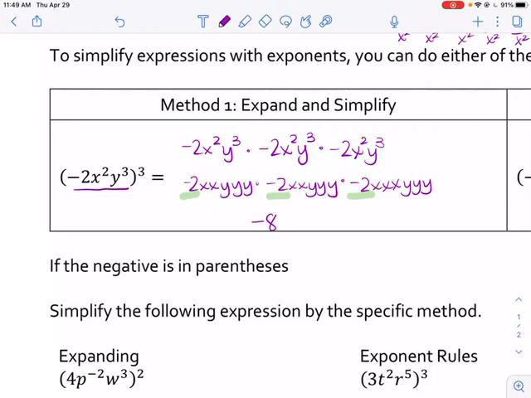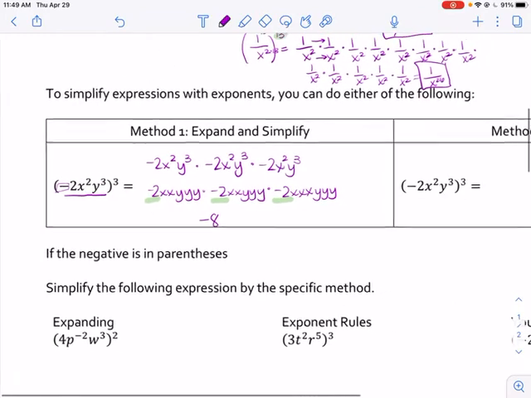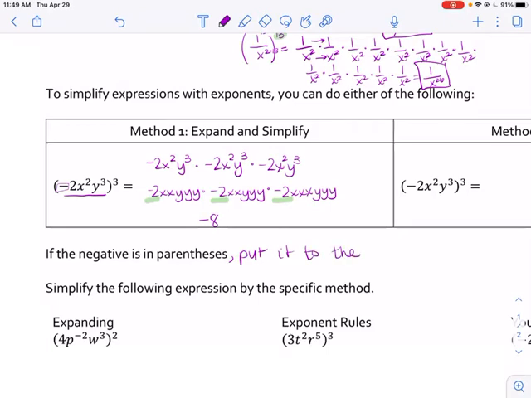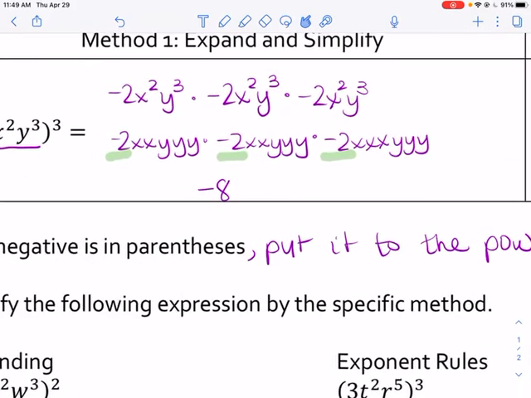So this is interesting because this negative, usually we've just been like, oh, there's a negative, write a negative there. But this negative was affected by that 3. So if the negative is in parentheses, you're going to put it to that power. So if there's a 3 outside, then you'll say there are 3 negatives being multiplied together.